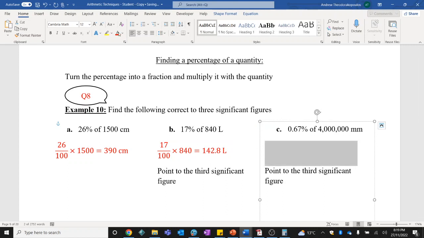And the same thing here, divide the percentage by 100 and then multiply it by the actual number. Now this should be by 4 million, so that's probably correct. Let me just double check. Yeah, and that would be correct. So that's the full proper working out for this question.